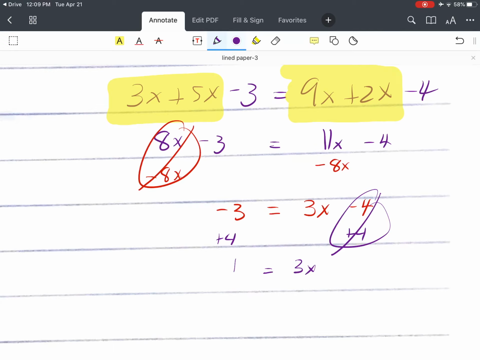And then we're multiplying x by 3. So the opposite of multiplying by 3 is dividing by 3. So this gives us x equals 1/3.